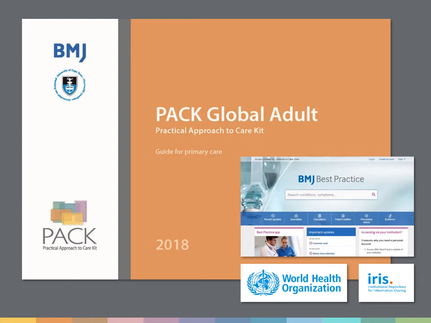PAC Global is designed to form the template for low and middle income countries to localize PAC to their own policy environments, resource constraints, disease profiles, and health worker skill sets.